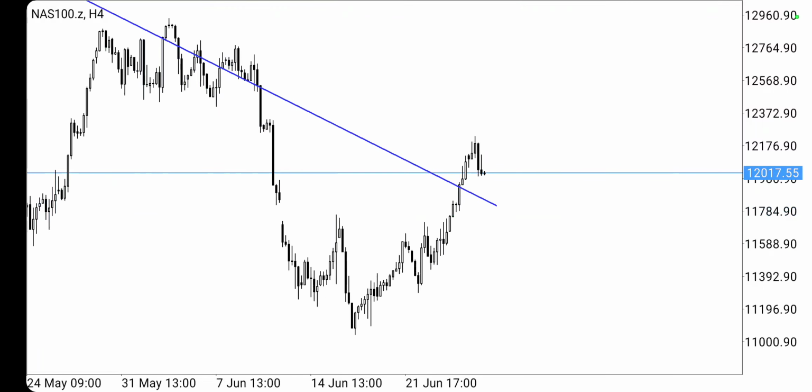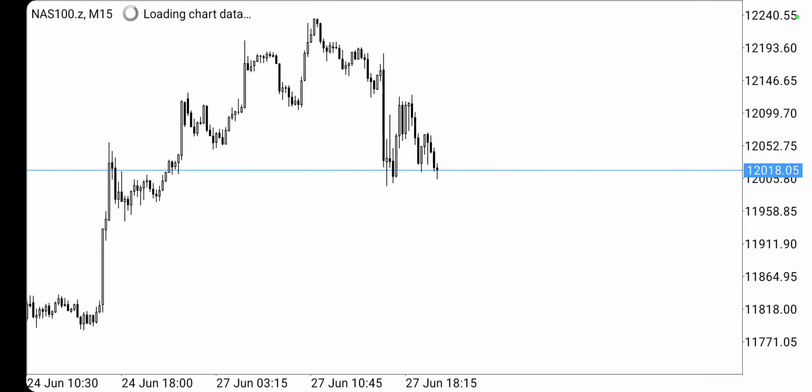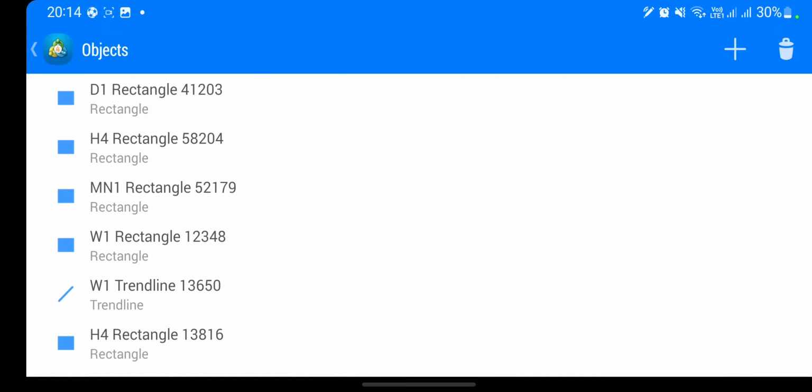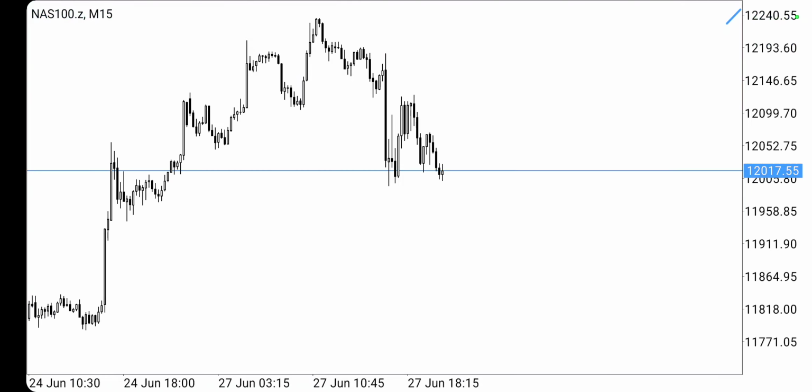So I don't know what's happening with H1, but let's check M15. Maybe it will show us something. Yes. So on M15, the trend line that we had was there. Let me try and draw it nicely. I don't know if it will be a breakout or what. So the trend line is here.